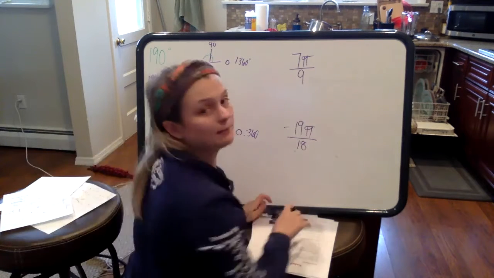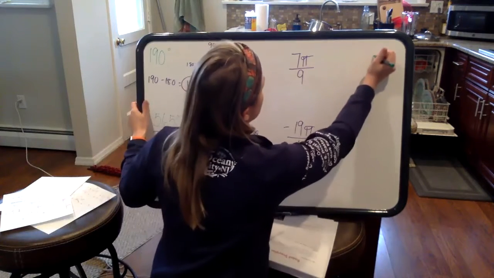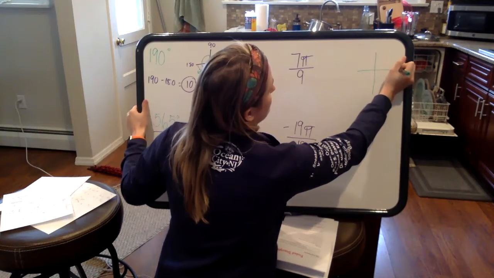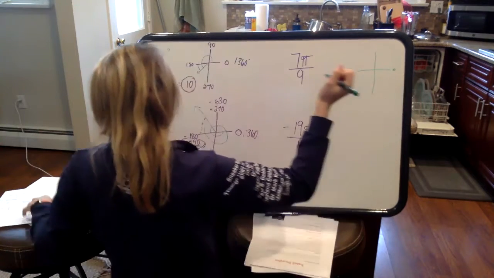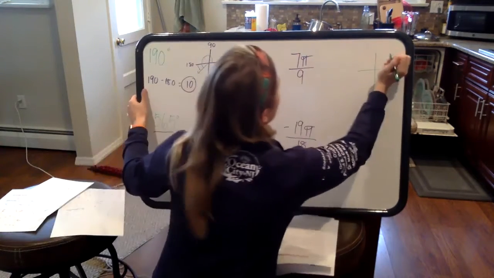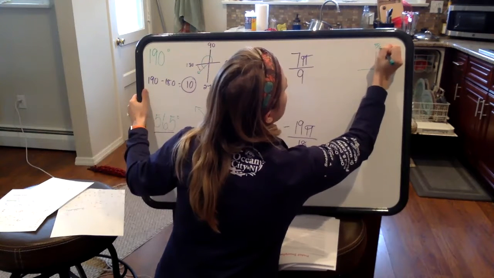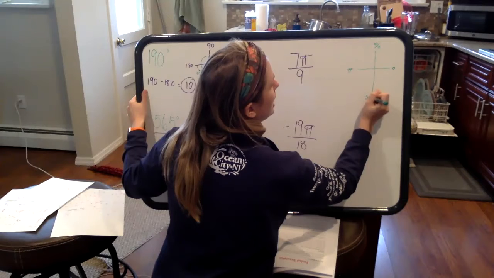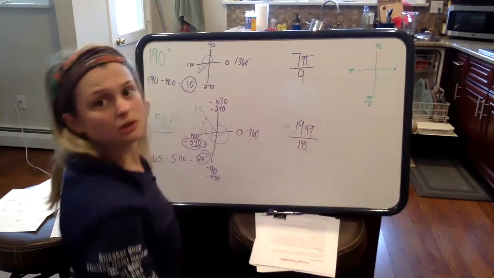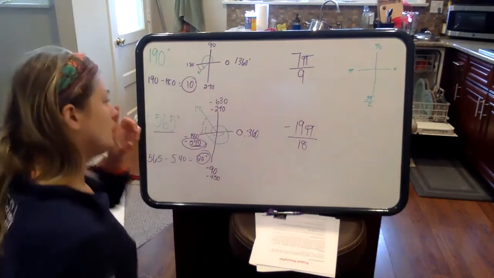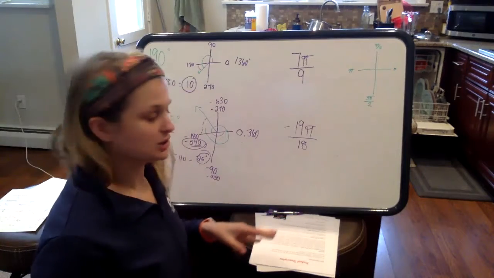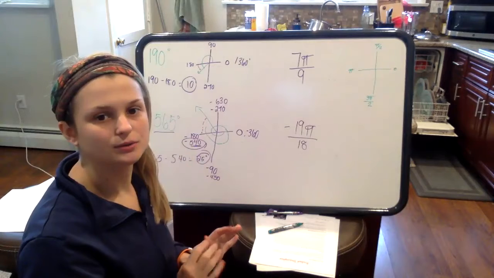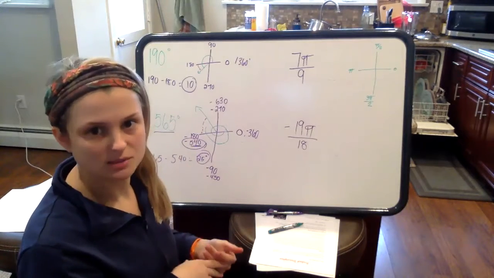So to label this, we have 0, right? Then we have pi over 2. Then we have pi. And then we have 3 pi over 2, okay? All right, this is where I do it a little differently than Snelling. I just try to make it as easy as possible, okay?